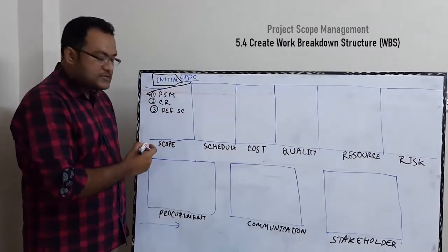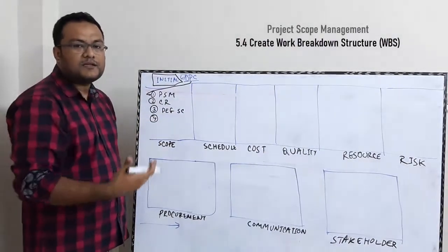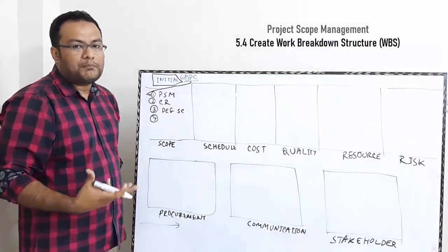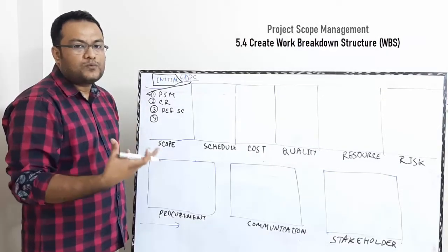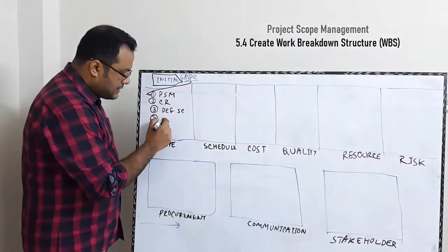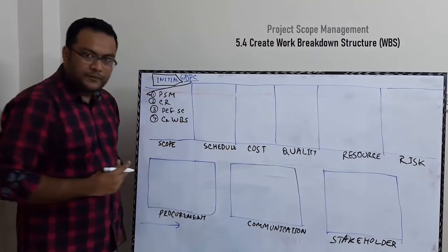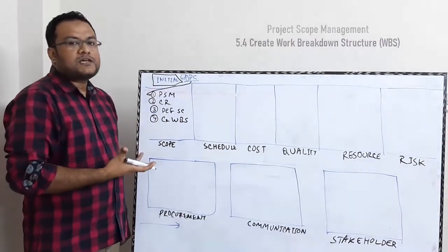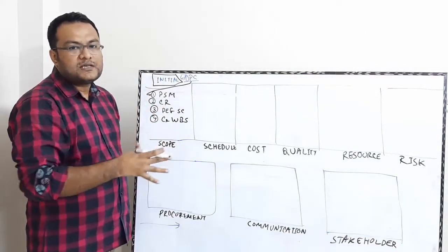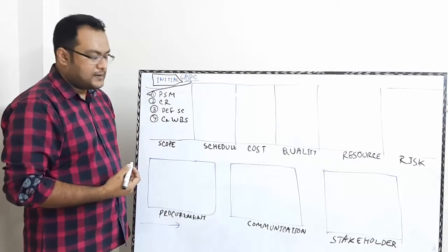Once the scope is defined, the next process is to create the WBS. So now the scope is defined, and we need to chalk out our work plan. We need to finalize how we will be delivering the project and what work packages are required. So the fourth process is create WBS, work breakdown structure. Once the work breakdown structure is done, you get the tree structure of your deliverables versus work packages, and then you can move on with your plan.